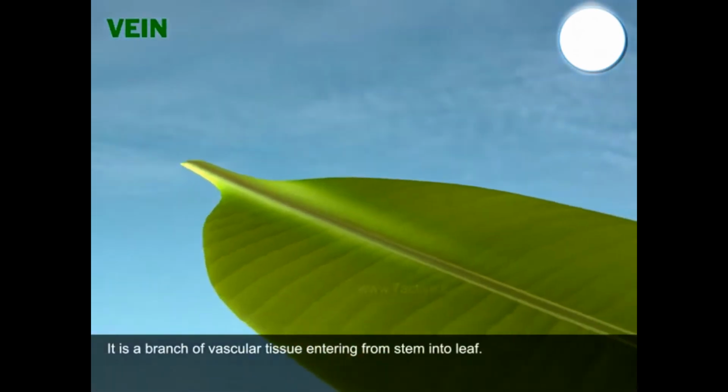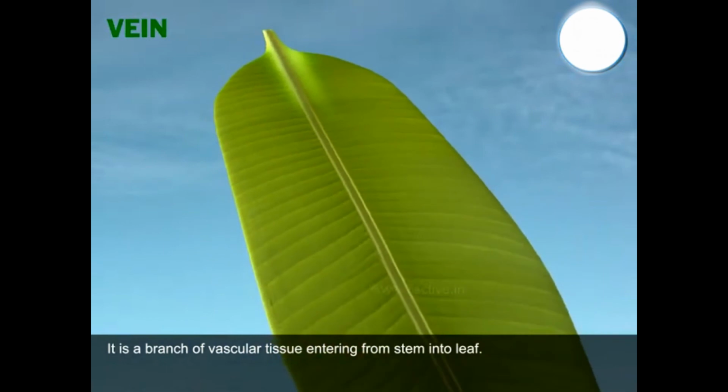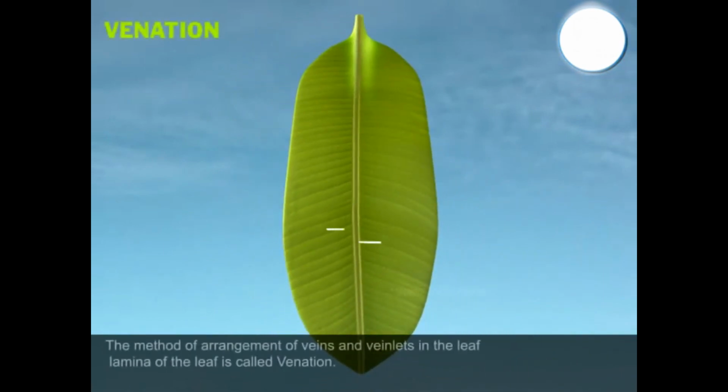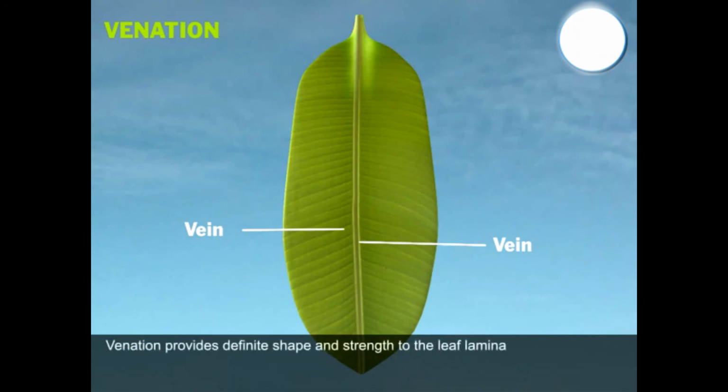Vein. It is a branch of vascular tissue entering from stem into leaf. Venation. The method of arrangement of veins and veinlets in the leaf lamina is called venation. Venation provides definite shape and strength to the leaf lamina.